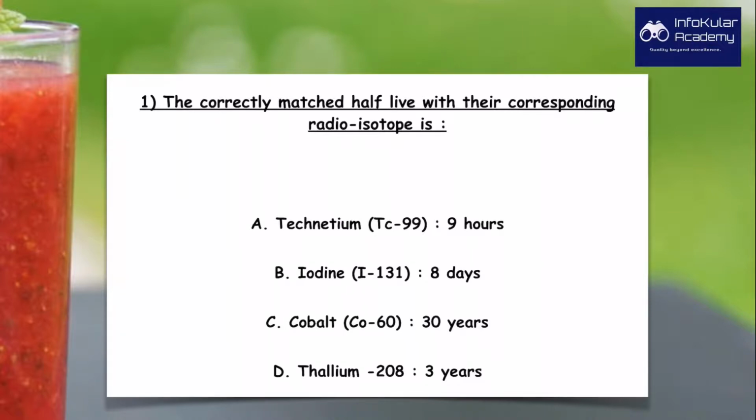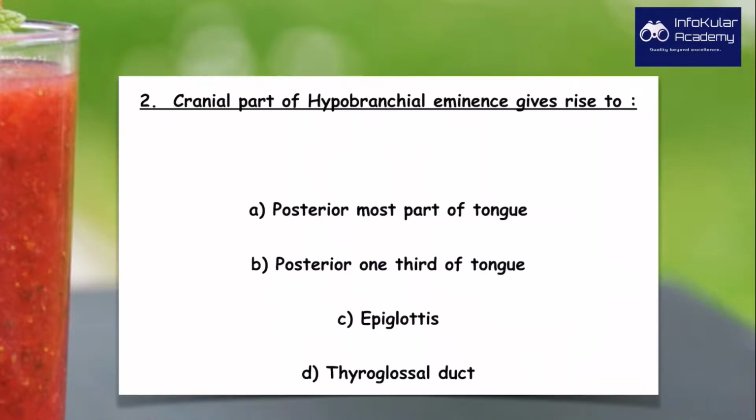Now the correct half-lives of these corresponding radioisotopes are: technetium-99 is 6 hours, iodine-131 is 8 days, cobalt-60 is 5.2 years, and thallium-208 is 3 minutes. Hence the correct answer is B, iodine-131. Moving on to the next question.